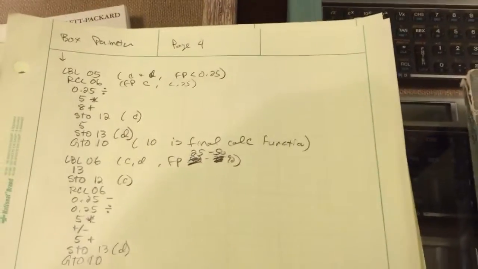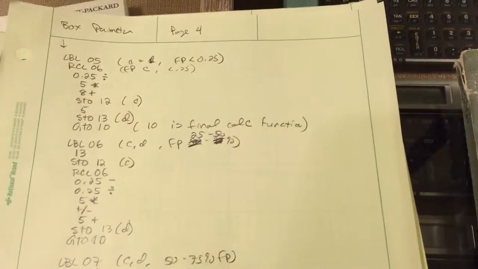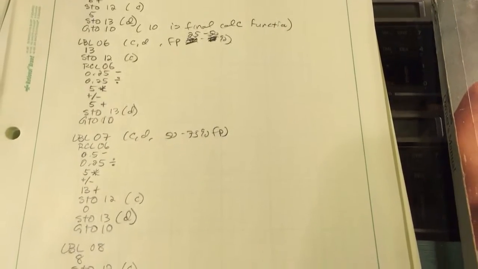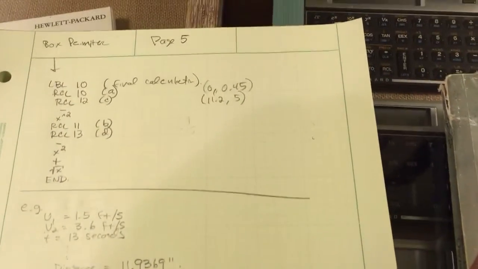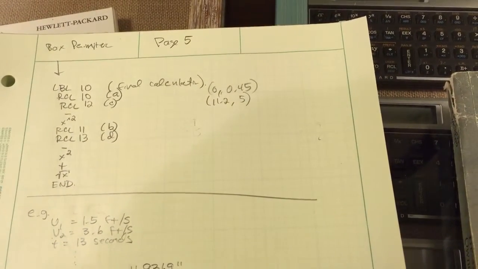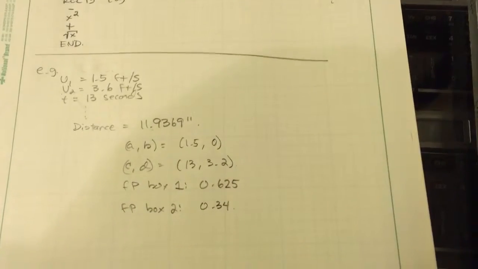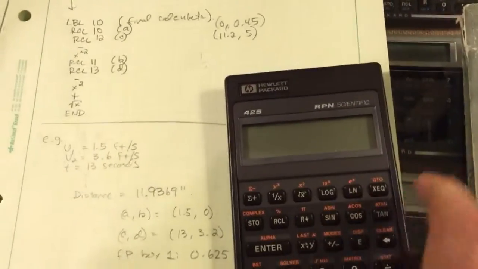And again, the algorithm is pretty straightforward here. You're just breaking the box into 4 positions, finding the A, B, C, and D values depending on how far across it is. And that's the end of the program there. And there's an example here. Let's go ahead and run this example.